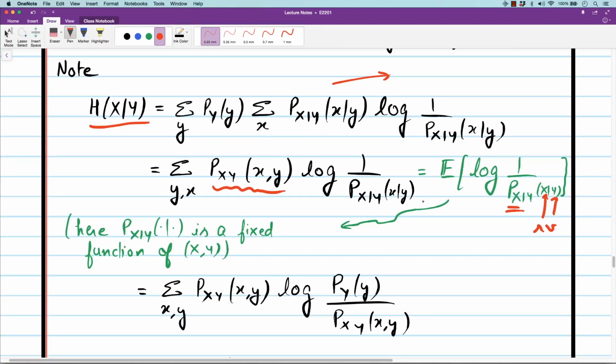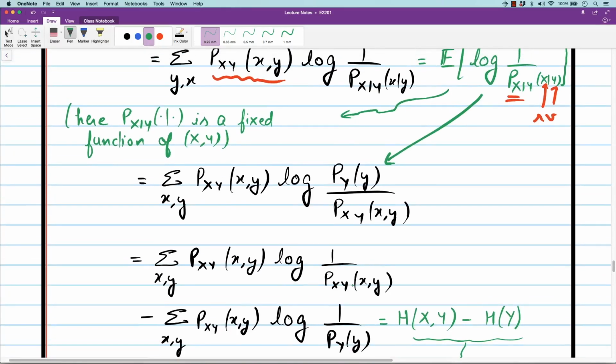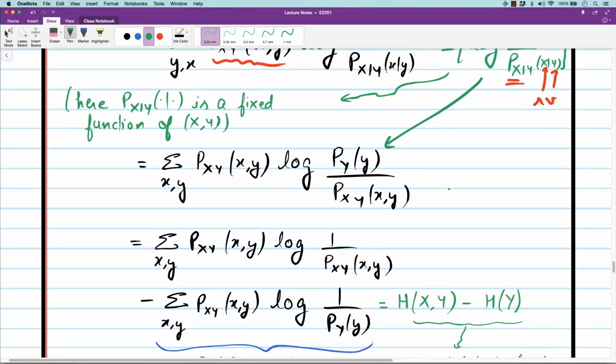But we can express this conditional distribution in this form. It's p of xy by p of y. We can write that. And therefore, since log a by b is log a minus log b, you can just write it as this first term minus the second term. And expectation is linear. So the first term's expectation minus the second term's expectation. So what are these two guys? And this is very interesting, what has happened here. The first term is exactly what is called the joint entropy of x and y. It's the entropy of the joint random variable x and y.